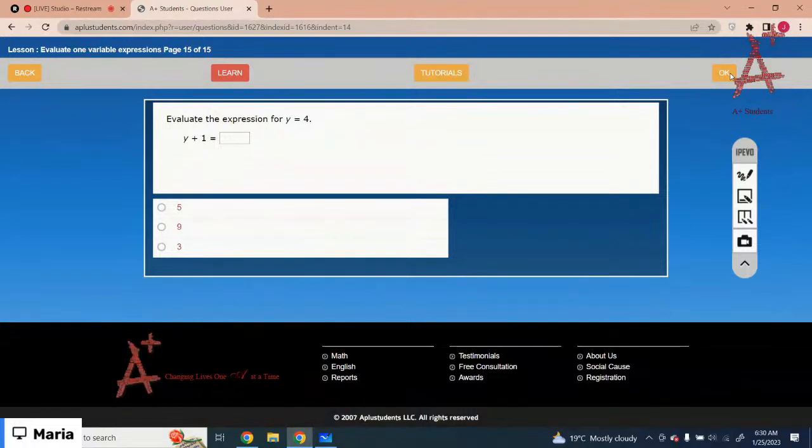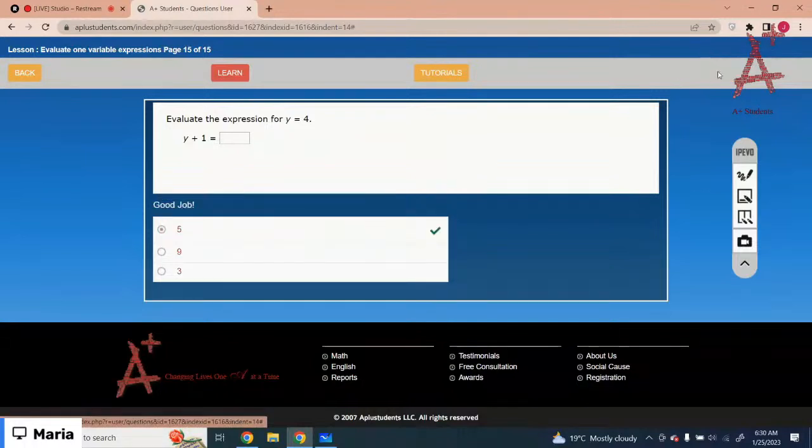Evaluate the expression for y equals 4. So which is the correct option? Y plus 1. 4 plus 1 equals 5. Got it? Yeah, very good. So we are done with the test.